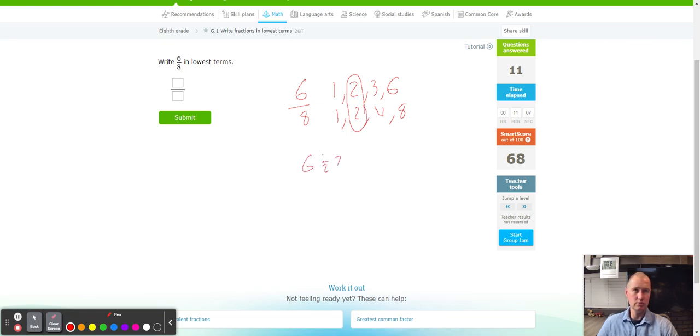So 6 divided by 2 on the numerator. It's a beautiful division sign, by the way. There we go. Over 8 divided by 2. So 6 divided by 2 gives us 3. And 8 divided by 2 gives us 4. So we got 3 over 4 is our simplest form.